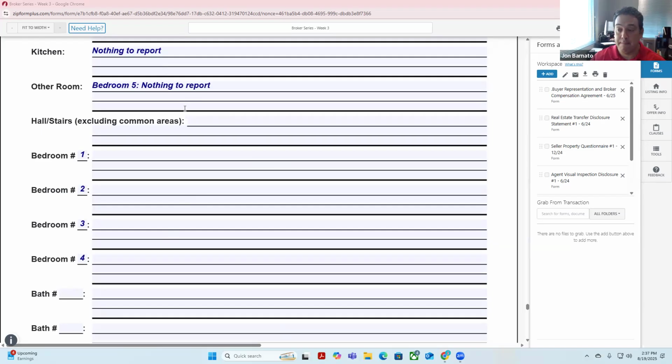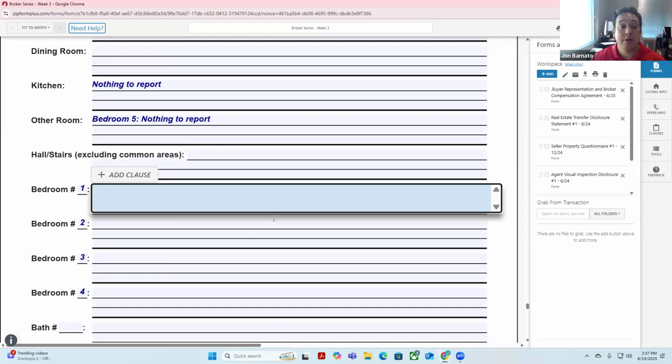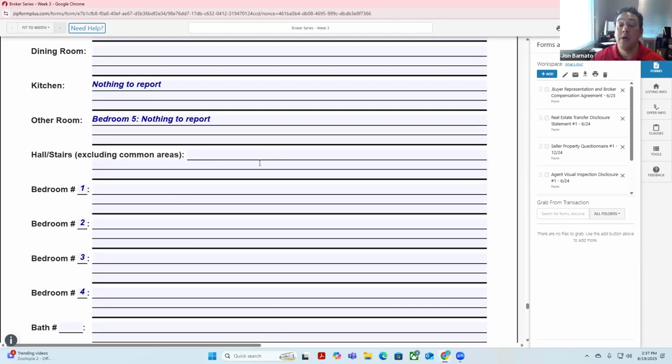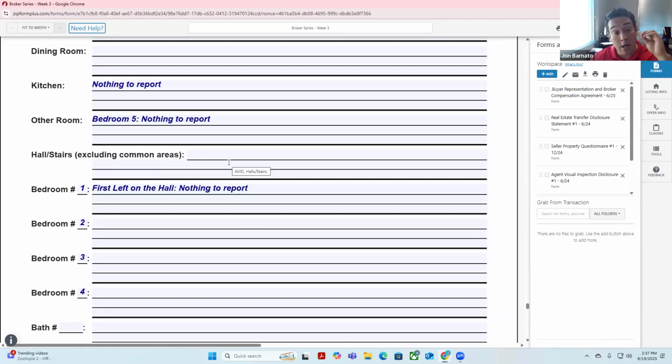If you're using a generic placeholder like other room, you need to make sure you identify the room. Now, here's the thing also, there has been dispute on which bedrooms you're actually inspecting when you talk about bedrooms. So I would generally do a description. I'll say bedroom 1, first left on the hall, and then I would type nothing to report. Does that make sense? So that you're able to talk a courtroom, a jury, through how you walked the house. Here's the floor plan. I walked here, I went there, then I walked there, then I walked here. You want to be able to identify how you went about looking at the house.